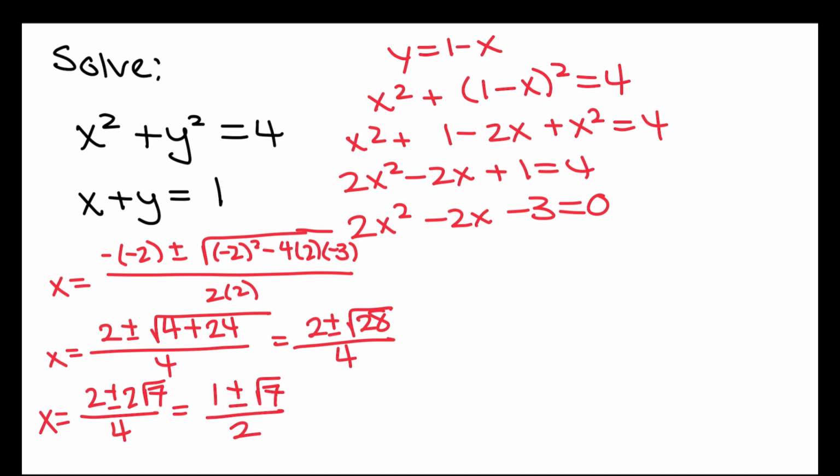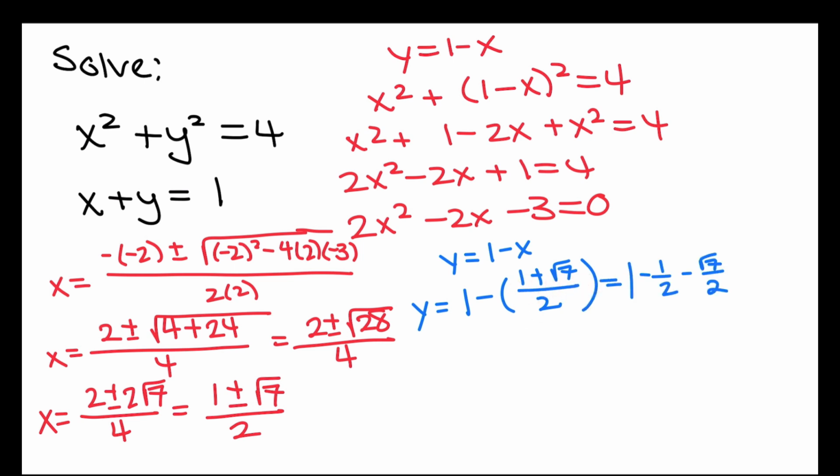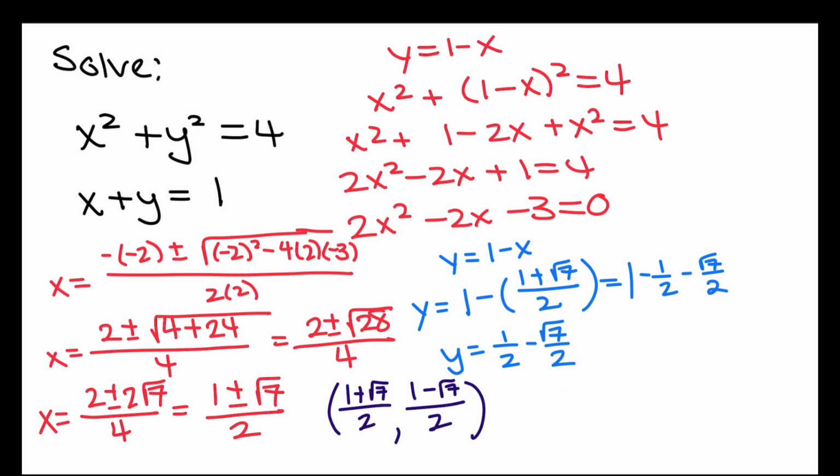So we actually have two solutions. And just like in the previous problem, we're going to take those two solutions and plug them into any equation. I'm going to plug into y equals 1 minus x. So y is 1 minus, let's do 1 plus root 7 over 2. That's the same thing as 1 minus a half, and then minus root 7 over 2, or 1 half minus root 7 over 2. So one solution, when x is 1 plus root 7 over 2, the y value can be written as 1 minus root 7 over 2.